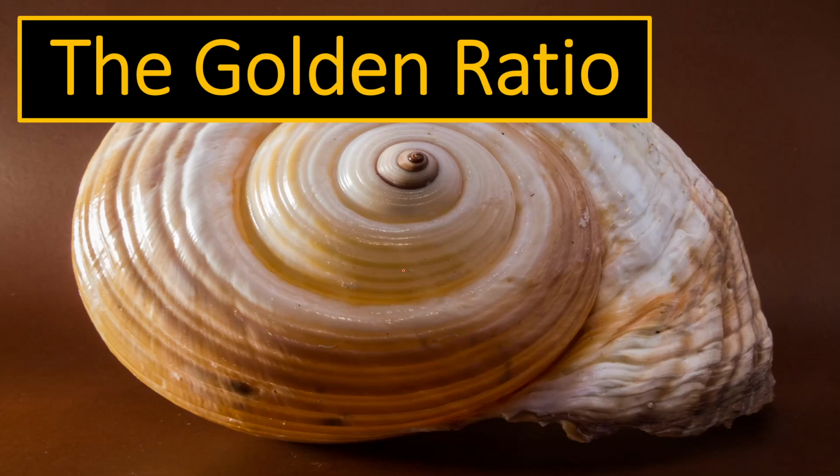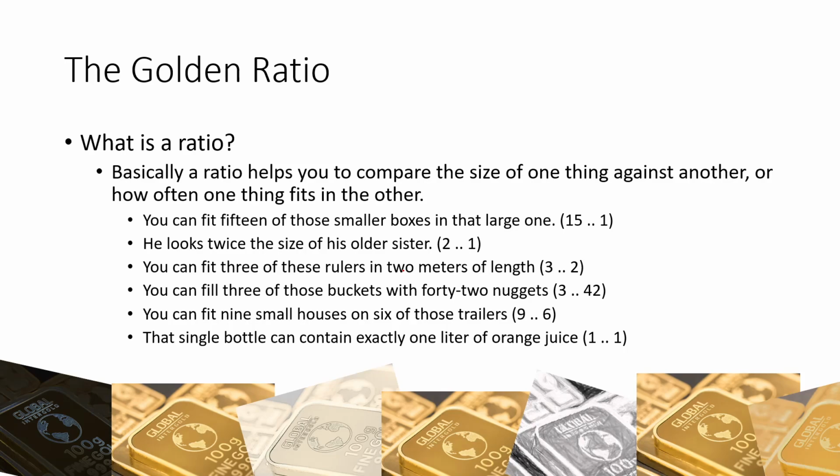So, welcome. Let's talk about the golden ratio. Why? Because we can. That's a good enough reason, I guess. What is a ratio? It says a ratio helps you to compare quantities. It helps you to compare numbers.